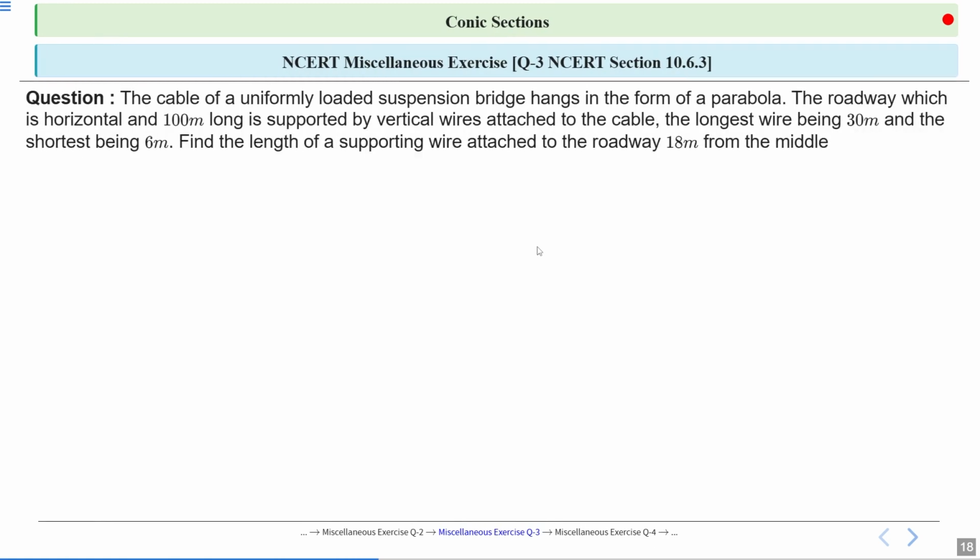So first of all, read the question very carefully. In this question, we have the cable of a uniformly loaded suspension bridge hangs in the form of parabola. The roadway, which is horizontal and 100 meter long, is supported by vertical wires attached to the cable. The longest wire being 30 meter and the shortest being 6 meter. Find the length of a supporting wire attached to the roadway 18 meter from the middle. So first of all, think about this. How would you approach this question?